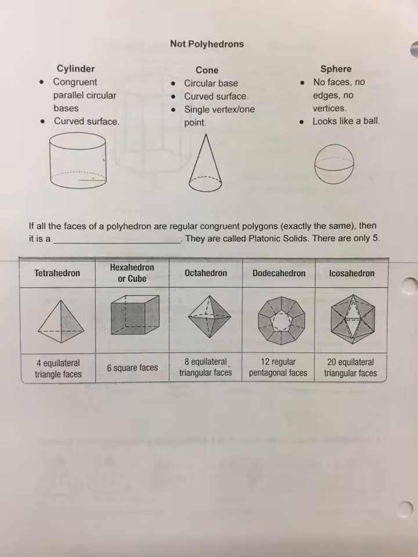The last thing we're going to talk about: if all the faces on a polyhedron are regular congruent polygons, so all the faces are exactly the same size and shape, then we call it a regular polyhedron. They're called the platonic solids, and there's only 5 of them.